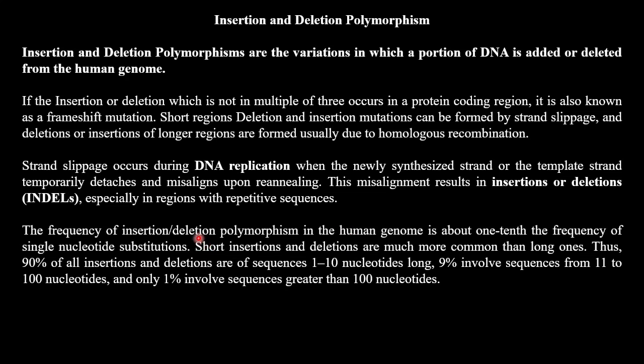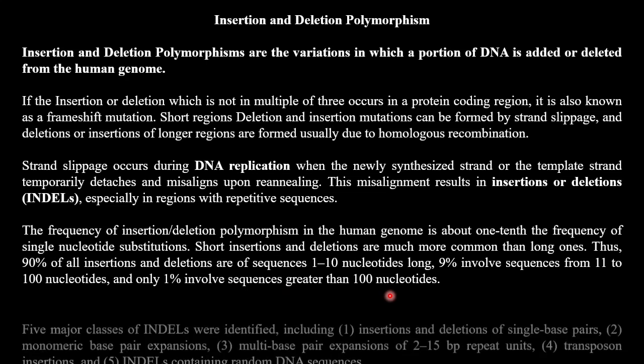And the frequency of indels in the human genome is 1/10 the frequency of single nucleotide polymorphisms. Usually they are smaller: 90% of insertions and deletions are 1 to 10 nucleotides, 9% are 11 to 100 nucleotides, and 1% involve greater than 100 nucleotides. And this is because of homologous recombination.